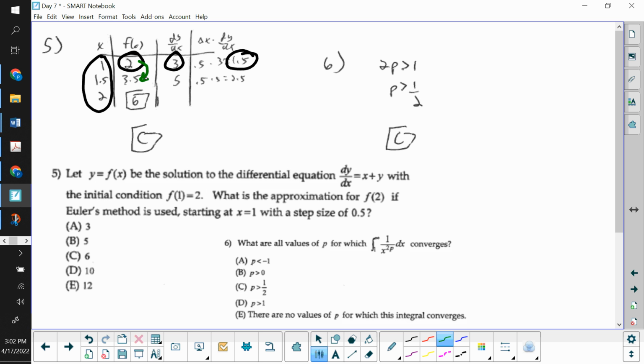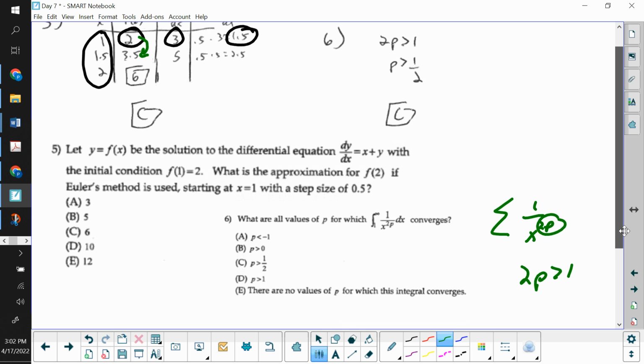Basically, we've got this integral here, but think of it like if it was a series. Think of it kind of like a p series. So we would need 2p to be greater than 1 for it to be a p series that converges. So that means p has to be greater than 1/2.